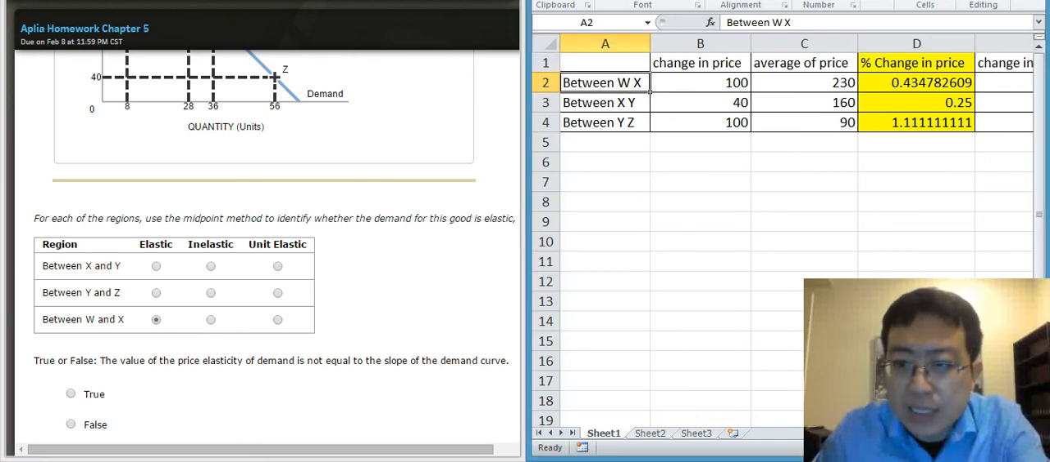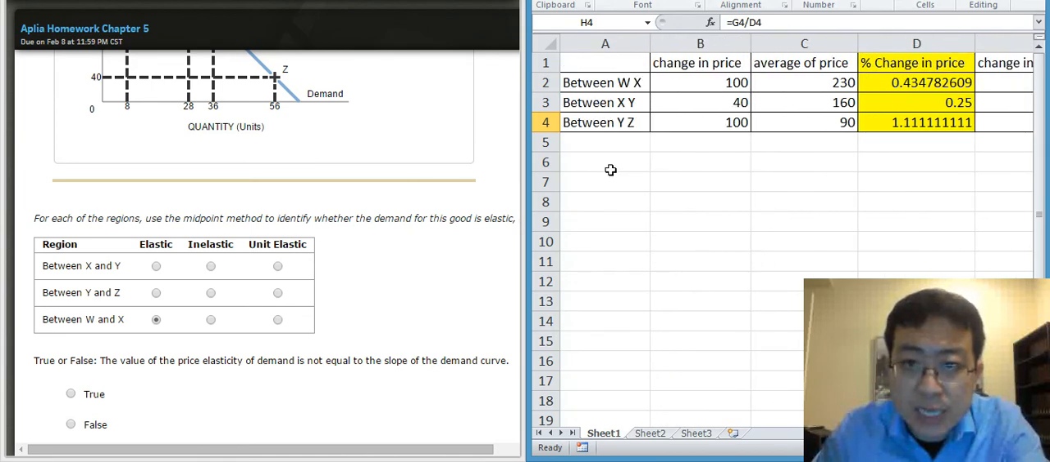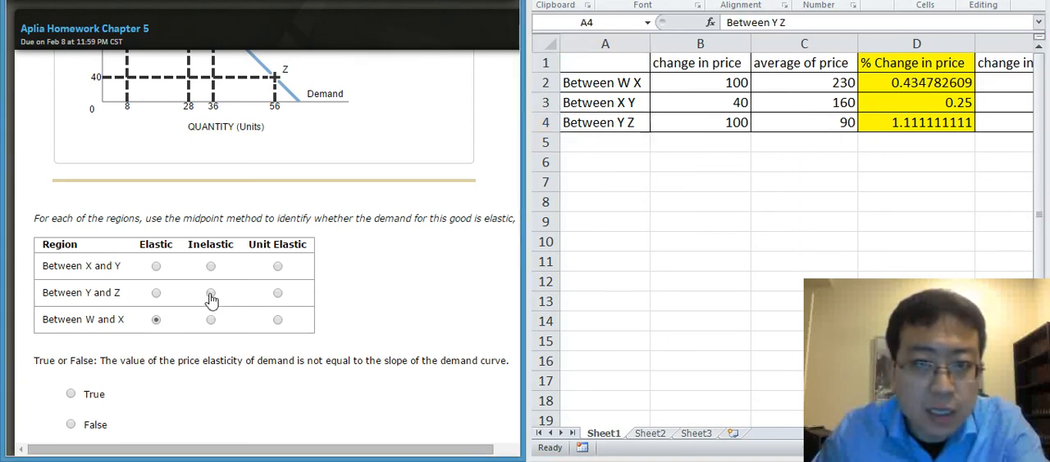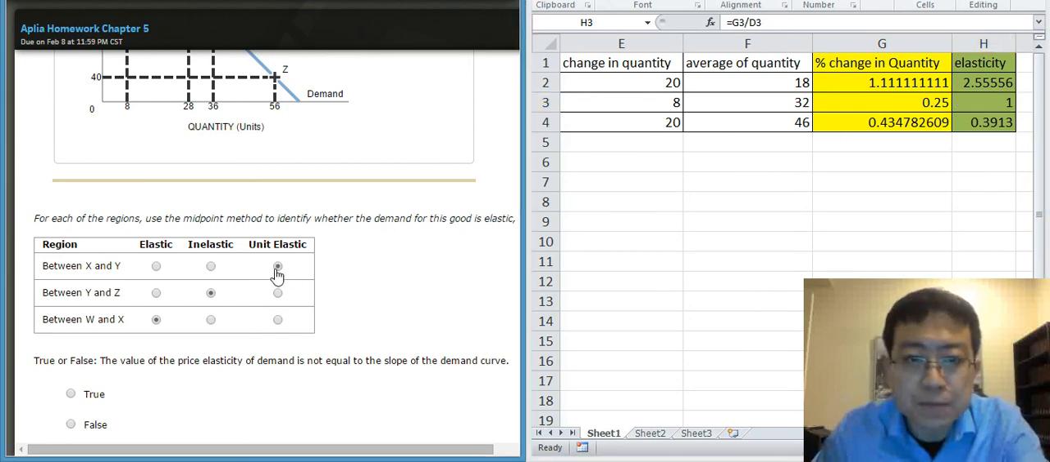And then if it's less than 1, we call it inelastic. So the only answer that's less than 1 is the last one over here, the 0.3913. Therefore, that's called inelastic. So for inelastic, that will be the section between y and z. And then if your elasticity is equal to 1, then it's called unit elastic. So the last one over here is equal to 1. So we call this one unit elastic between x and y.